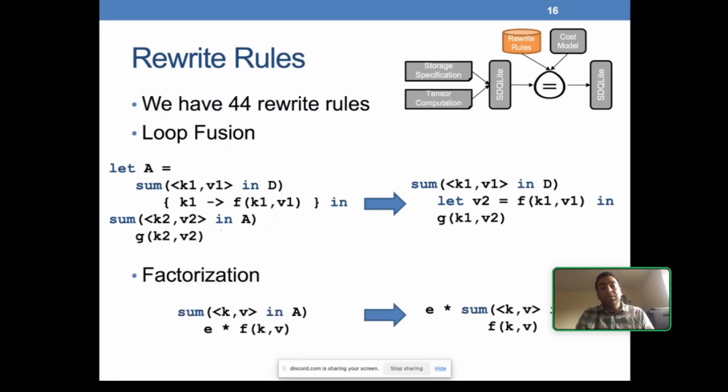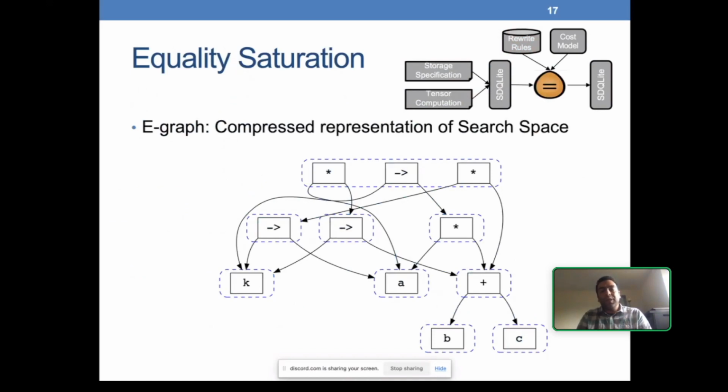One of the more important rules, which relies on the semi-ring structure of semi-ring dictionaries, is the factorization rule. Whenever in the body of a summation we are multiplying some function over the elements of the dictionary with some constant which is invariant with respect to the dictionary, we can factorize it outside. This corresponds to the factorization rule from mathematics. At the end, as I said, we use the equality saturation technique, for which we use the egg system from the University of Washington, where the main data structure is an E-graph, which specifies a compressed representation of the search space.